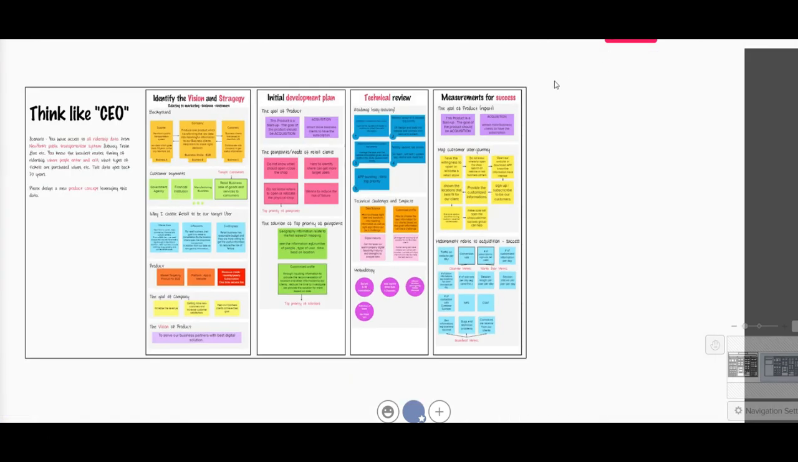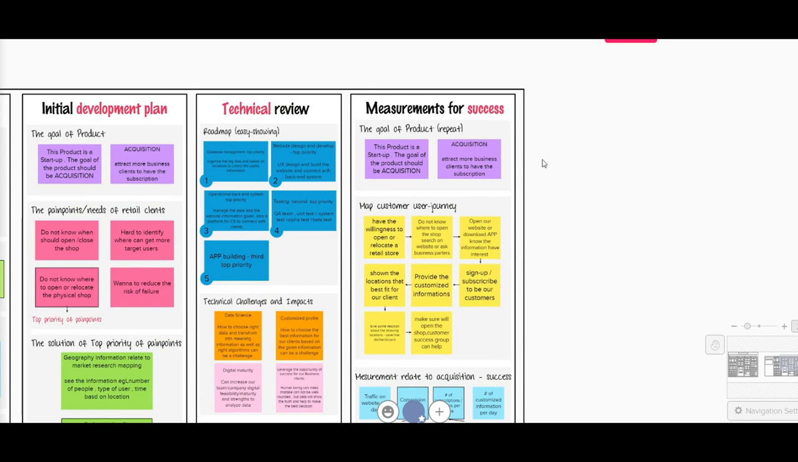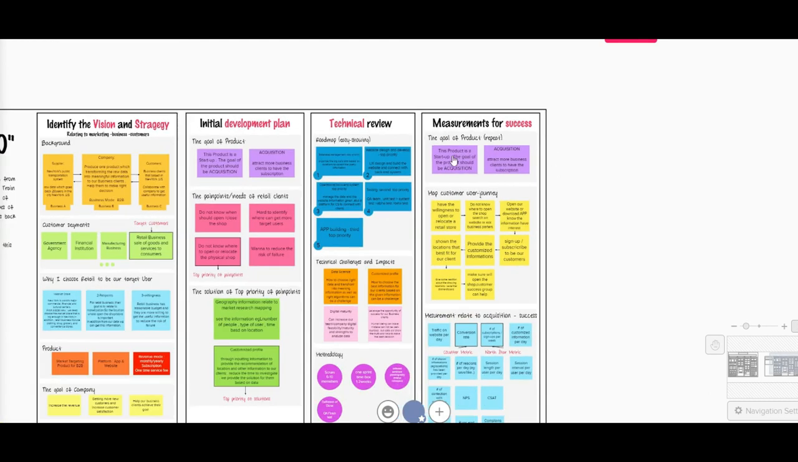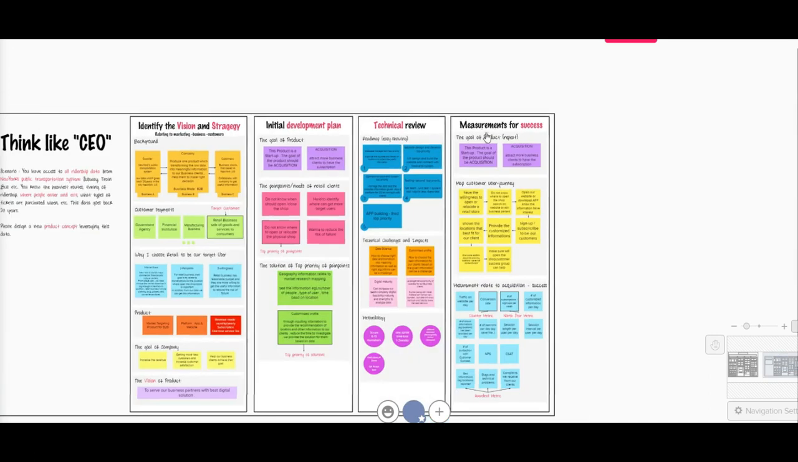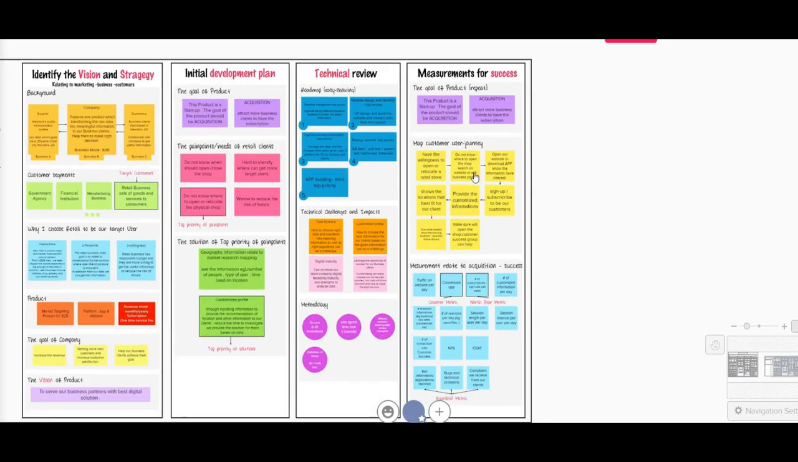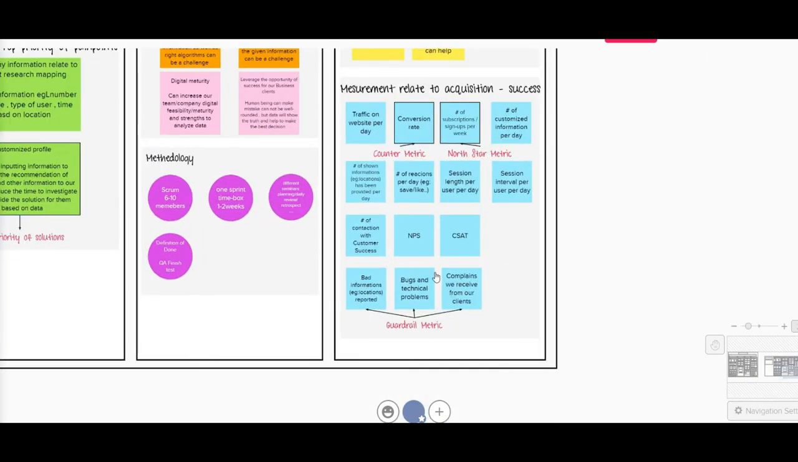And last but not least, we need to measure the success of the product. Everything is focused on the goal of the product. And we need to map the user journey. From the user journey, we need to list some product metrics that relate to our goal, acquisition, and choose the North Star metric, counter metric, and also do not forget the guardrail metric.